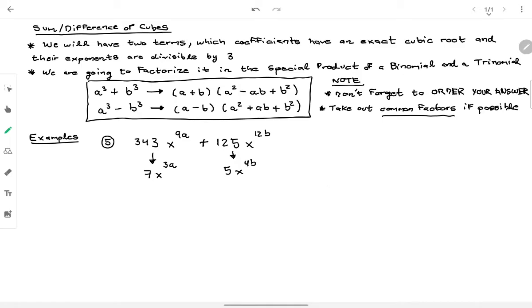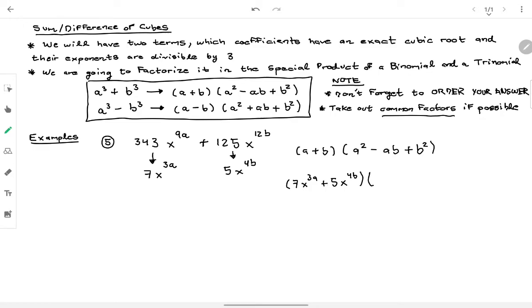So in this case, it's positive. So remember, the structure should be a plus b. In the other one, it's going to be a squared minus ab plus b squared. Then it's going to be the actual answer, 7x to the 3a plus 5x to the 4b.